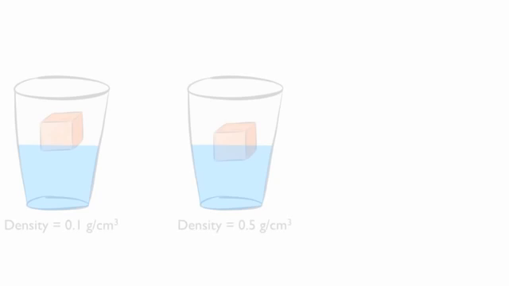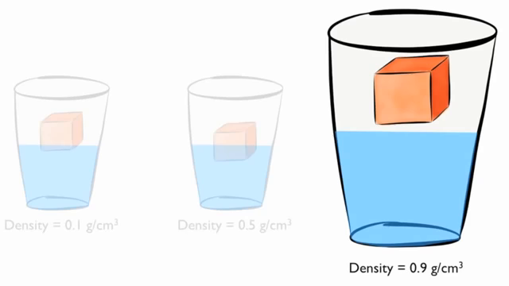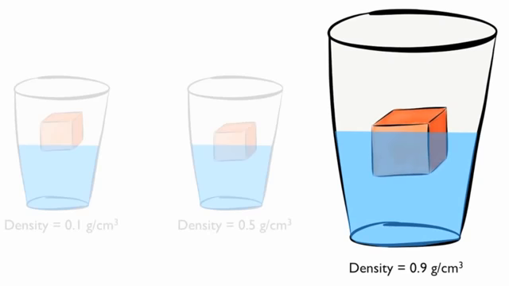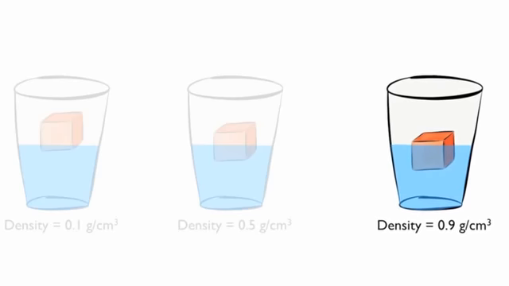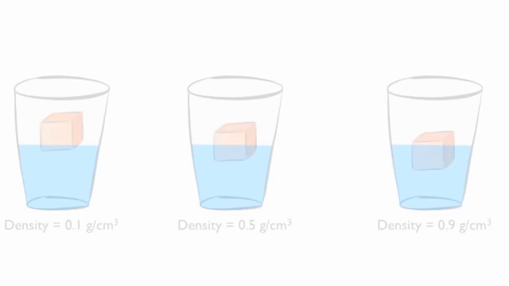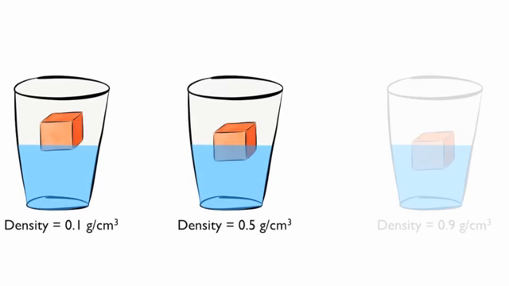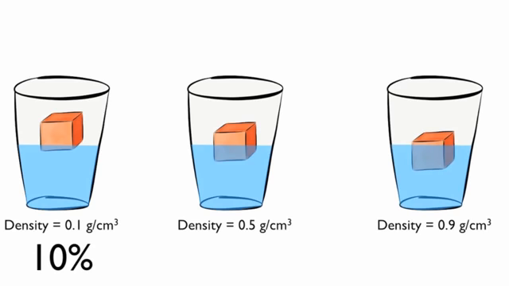Notice that more of the block was below the waterline. Another block with a density of 0.9 is also less dense than water, so it will float. We can see that as density increases, more of the block is below the waterline.